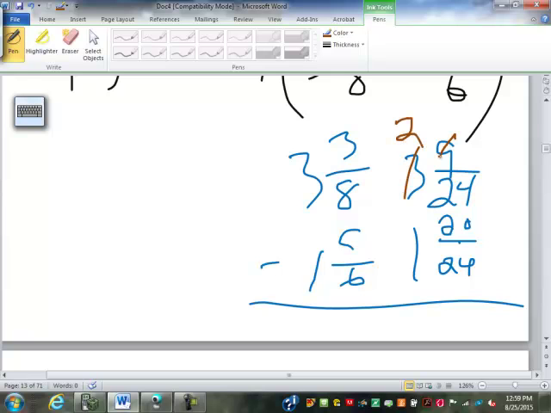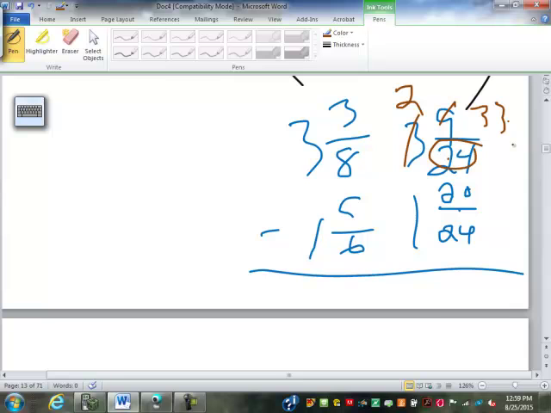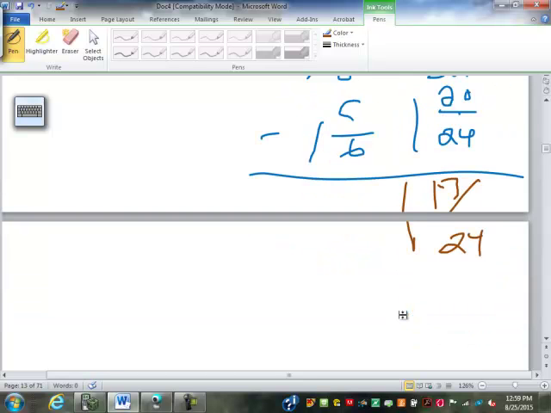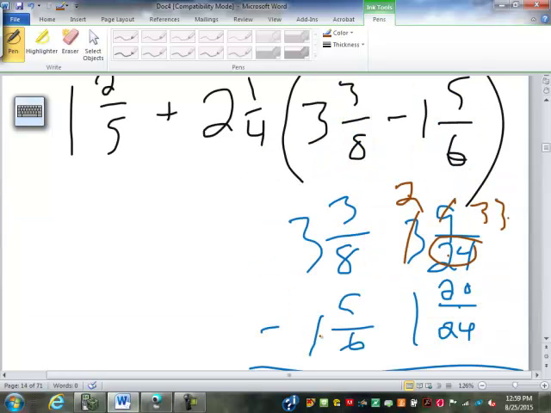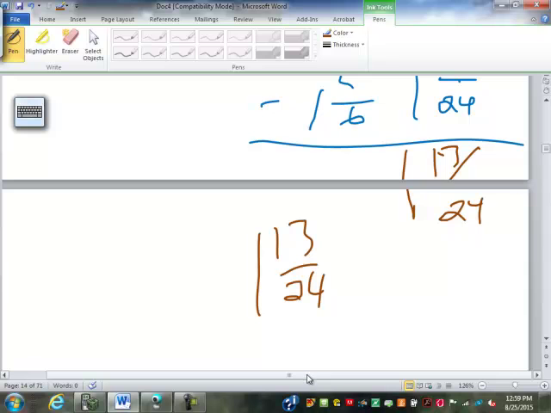This is going to become 33. Where's 33 come from? Yeah, we borrowed one whole object, which is 24 pieces. So now 33 minus 20, 13 24ths. And then 2 minus 1 is 1. So that is 1 and 13 24ths. So that's what was in the parentheses. We still have the 1 2/5 plus 2 1/4.